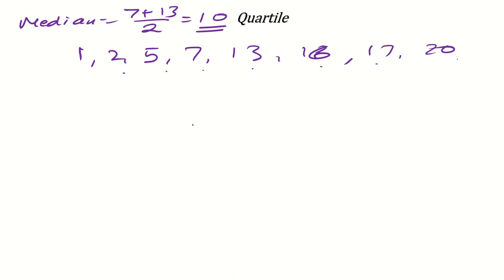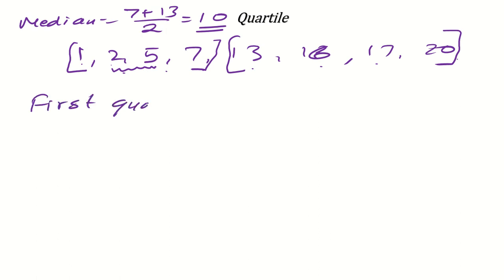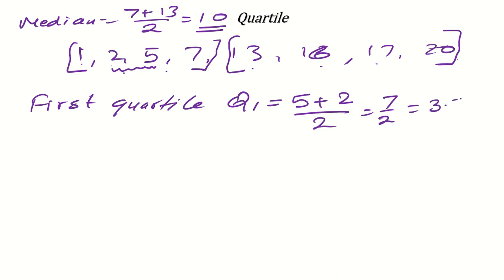Now what about the quartile? You have two quartiles, first quartile and third quartile, because the second quartile is the median. Now you make it into two halves. This is the first half, and this is the second half. In the first half we again have four numbers, 1, 2, 3, 4. Four numbers means an even count, so in between you will have two numbers. So the first quartile Q1 is equal to 5 plus 2 divided by 2, which means 7 divided by 2, which is 3.5.